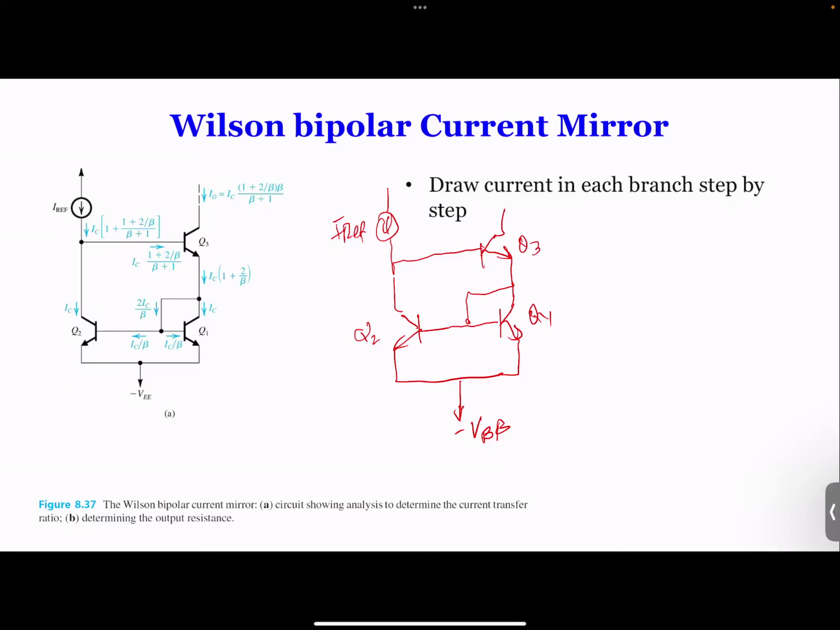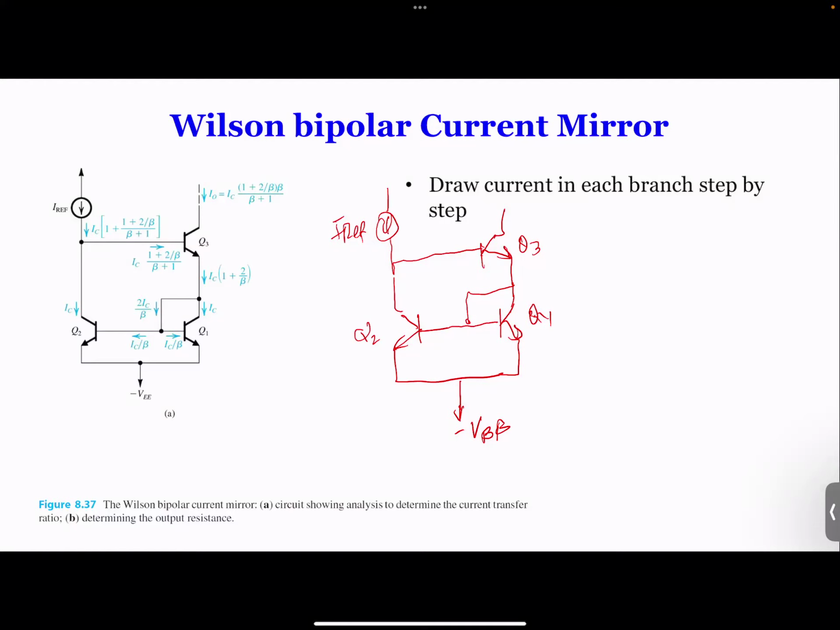In this circuit, at the bottom you have a voltage supply, and at the top you have the reference current coming in. And you have two BJTs. You probably know what this is, right? These two in a pair make a current mirror. And adding a Q3 becomes a Wilson bipolar current mirror. Bipolar refers to BJTs, bipolar junction transistors. So Wilson has both a bipolar and a MOSFET current mirror.